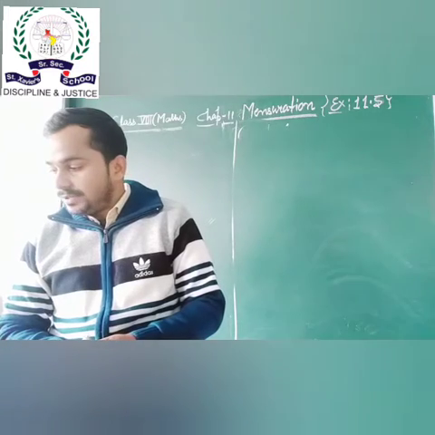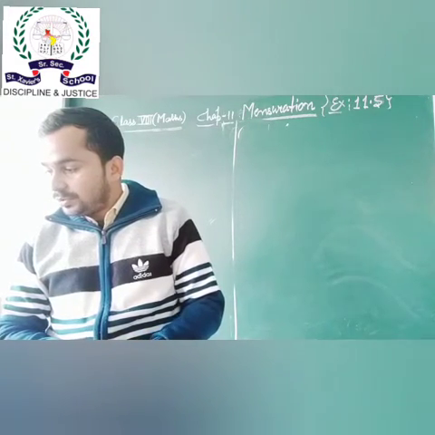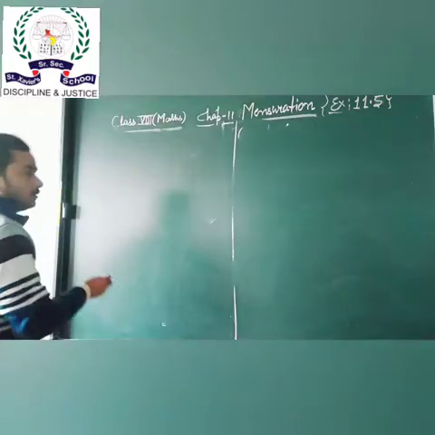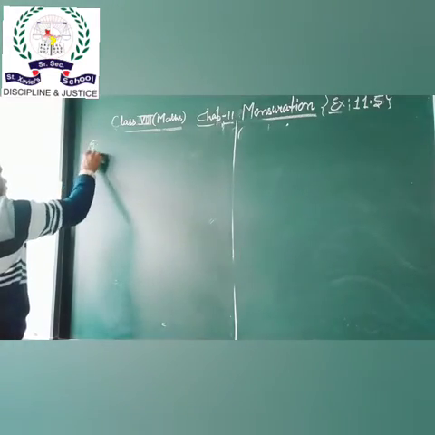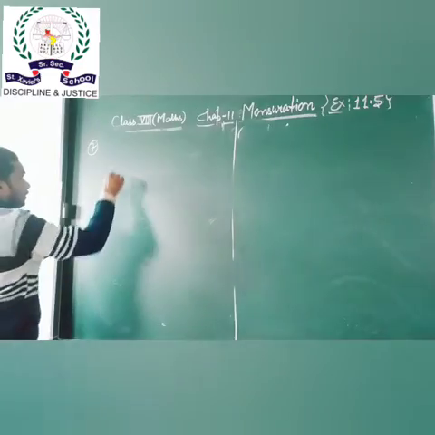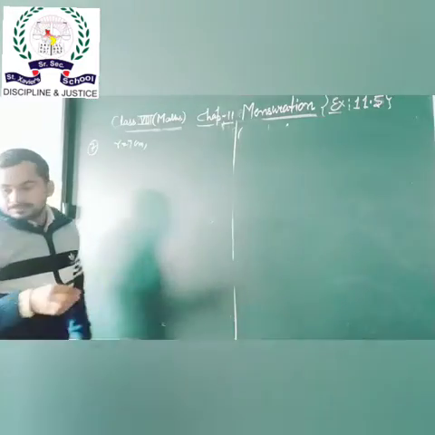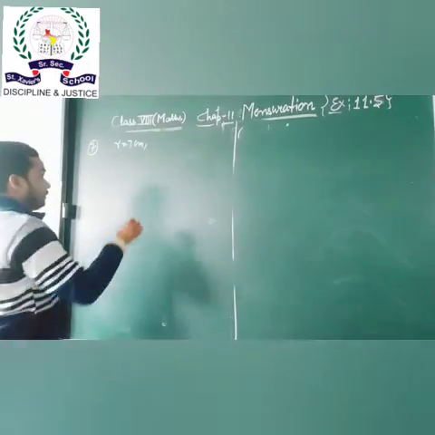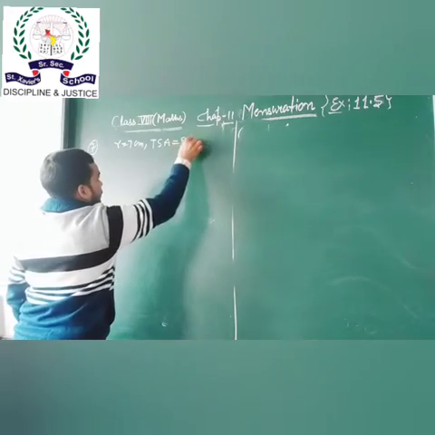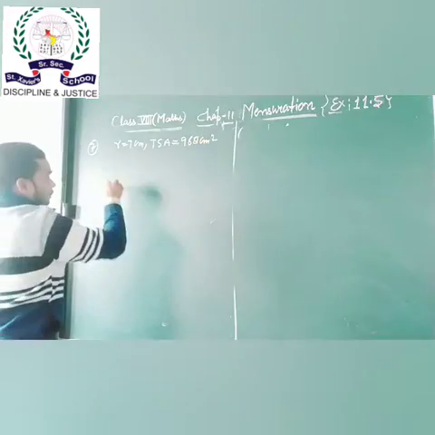Now question number 7. Find the height of the cylinder whose radius is given as 7 centimeter and total surface area is given as 968 centimeter square. So r equals 7 centimeter and the total surface area (TSA) is given as 968 centimeter square. Apply the formula of TSA of the cylinder.